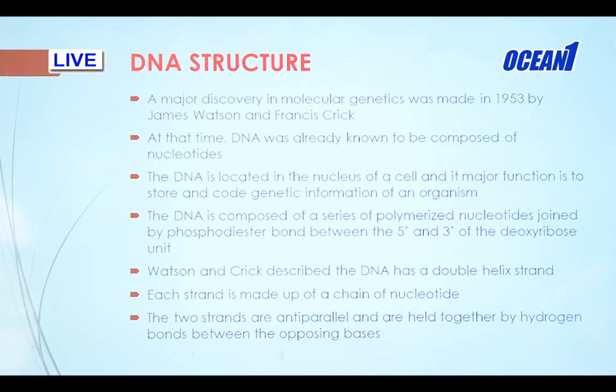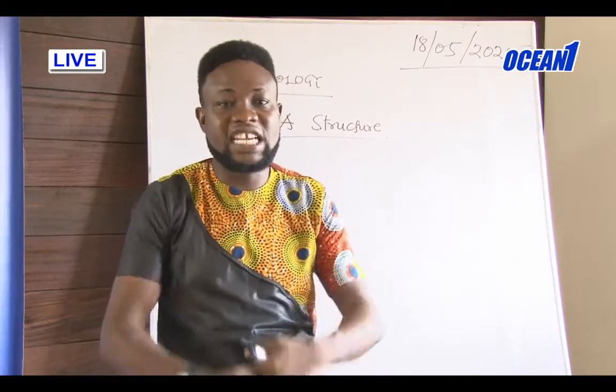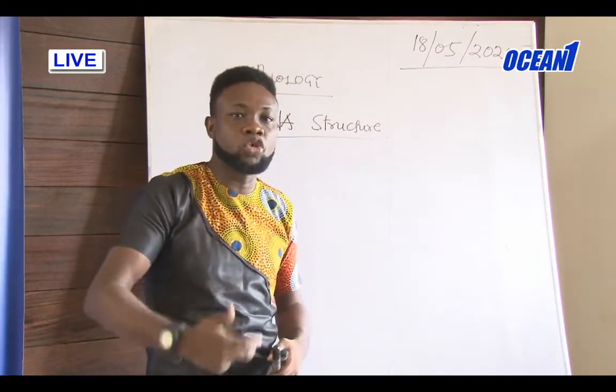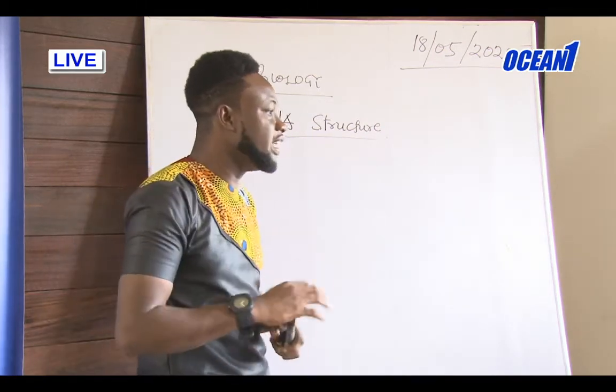Francis Crick and James Watson worked in 1953, and their work brought a major understanding of the DNA structure. At that time, DNA was already known to be composed of nucleotides, but there was not much clarity about the structure. So it took these two scientists to bring clarity to the structure of the DNA.